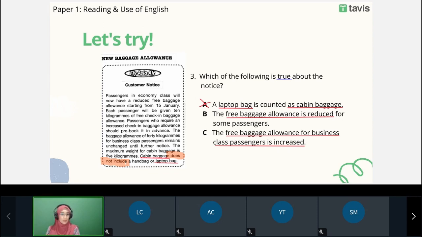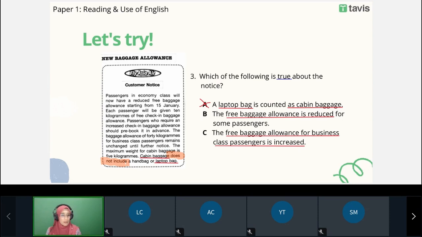So we are doing the process of elimination, and we are eliminating A already. Now the chances are 50-50. It's either B or C. Let's move on to the next one. The free baggage allowance is reduced for some passengers. Where is the phrase free baggage allowance? Can you find it?